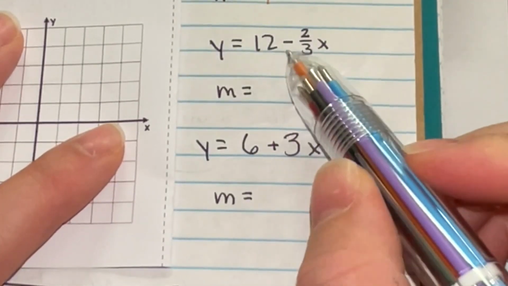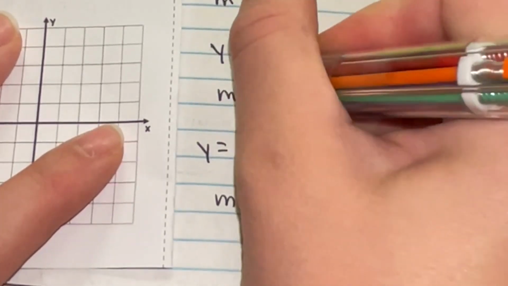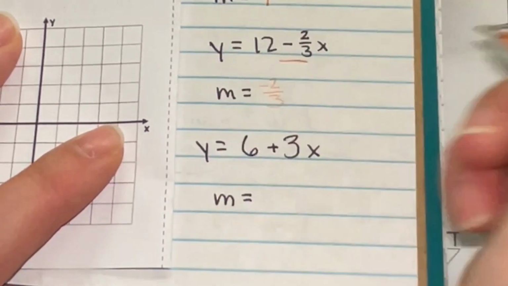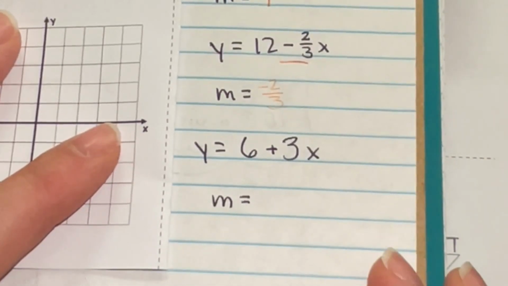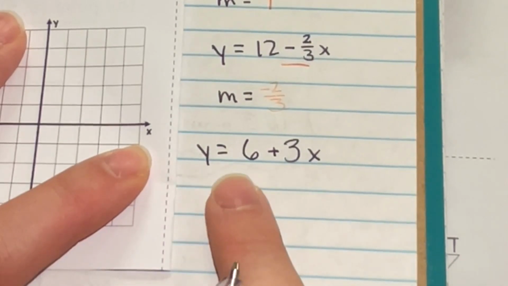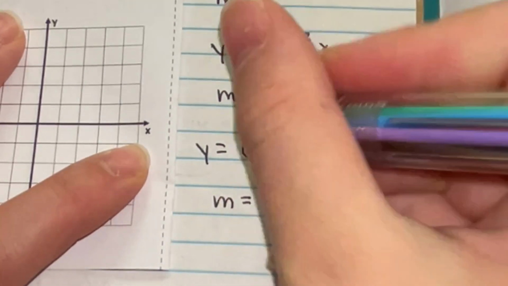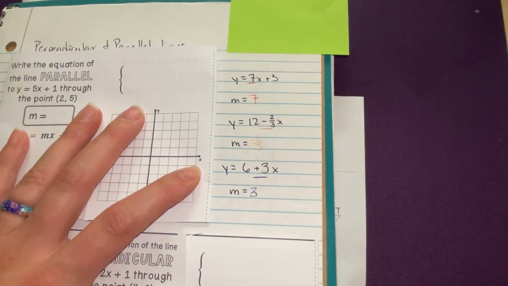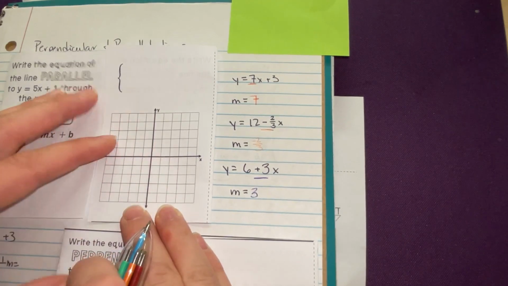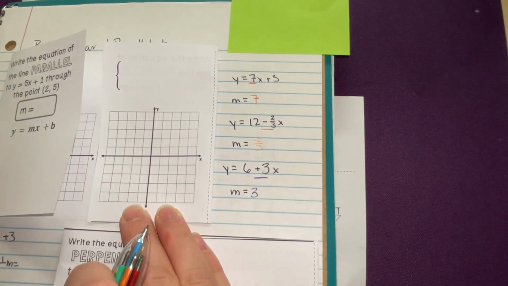In y equals 12 minus 2 over 3x, my slope is negative 2 over 3, and that would be the same in my parallel line. In y equals 6 plus 3x, my slope this time is a plus 3, which means my slope for my parallel line will also be a positive 3. Okay, so that's the big thing, is slopes don't change in parallel.